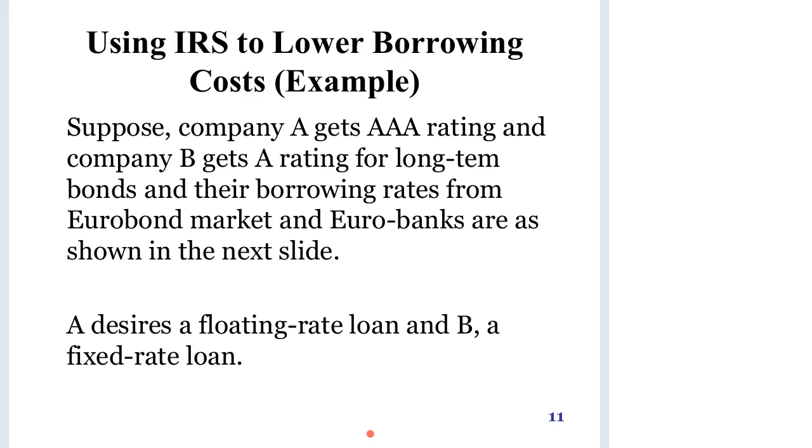Let's look at an example out here. Let's say company A gets a AAA rating and company B gets an A rating for long-term bonds, and their borrowing rates from the Euro market and Euro banks are as follows. Now, company A wants a floating rate loan and company B wants a fixed rate loan.